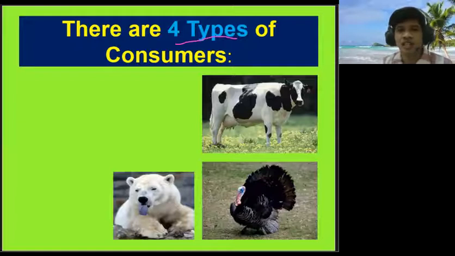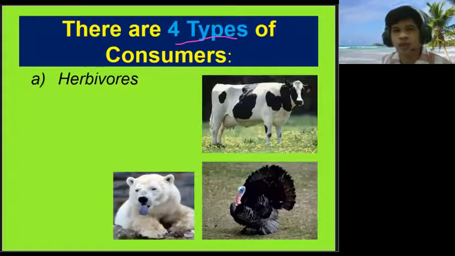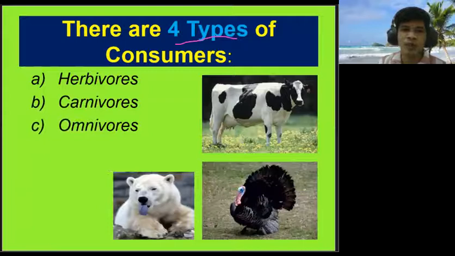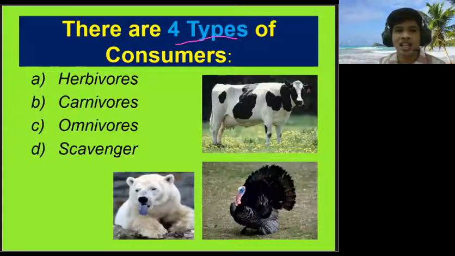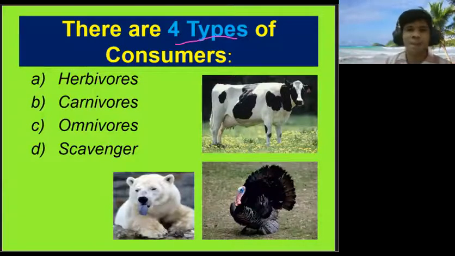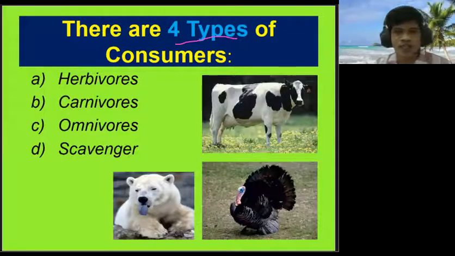What are those? Letter A, we have what we call herbivores. Number two, we have carnivores. Letter C, we have omnivores. And letter D, we have scavengers. Okay, herbivores, carnivores, omnivores, and scavengers. All right. Okay, let us have them one by one.